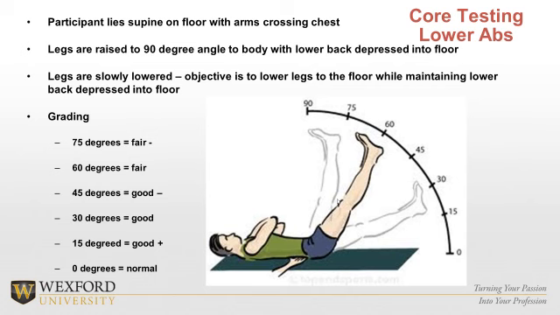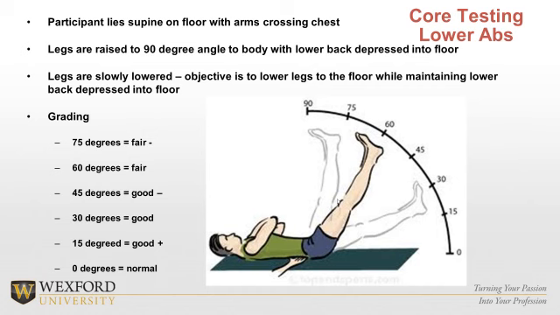Now, the object is to lower the legs to the floor while maintaining the low back depressed into the floor. Grading is 75 degrees, it's fair minus. 60 degrees is fair, 45 degrees is good minus, 30 degrees is good, 15 degrees is good plus. And if you can lower your legs all the way to the ground with the low back pressed down, that means you've got great lower abs, and you can keep the legs maintained.